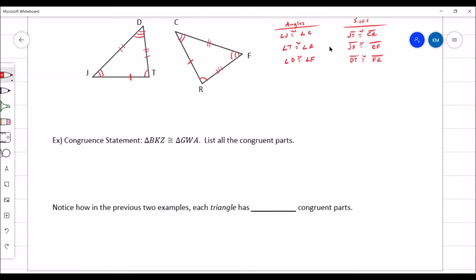Okay, so second problem here, asking you about the same thing. Now, in the first problem, we were given a triangle. If you are visual and you're like, man, it was so much easier to have a triangle, nothing's stopping you from making your own triangle here. And usually when you make your triangle, it's a little bit easier because you can kind of not have it all jumbled. You can orient it the same way. And so it's a little bit easier to know BK, GW, KZ, WA, BZ, GA.